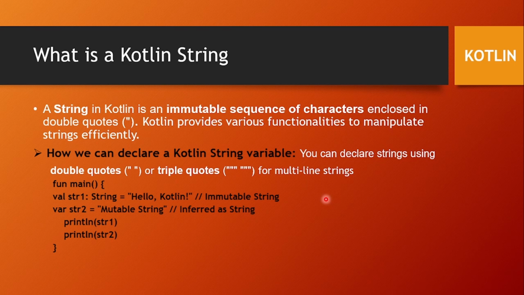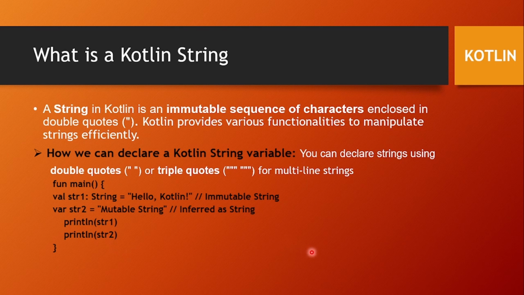And when we are creating our string variable, actually we are creating an instance of our String class. So in here, as you can see inside the main function, we have two different ways of creating a string variable. The first way is by using the val keyword, and the name of our string is str1 and the type is String. This is the value, hello Kotlin, inside of our string variable. And the second way is the simple way, without using the type, it will be inferred. So in here I have printed both of them.